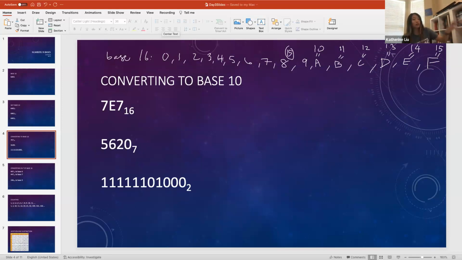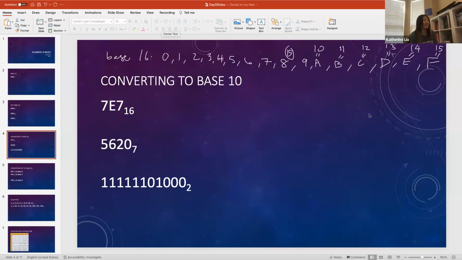So usually the highest base that they'll ask is up to 16. So usually we only go to F. And I don't really know what happens if you run out of letters, because I've been sheltered and that's never happened to me before.